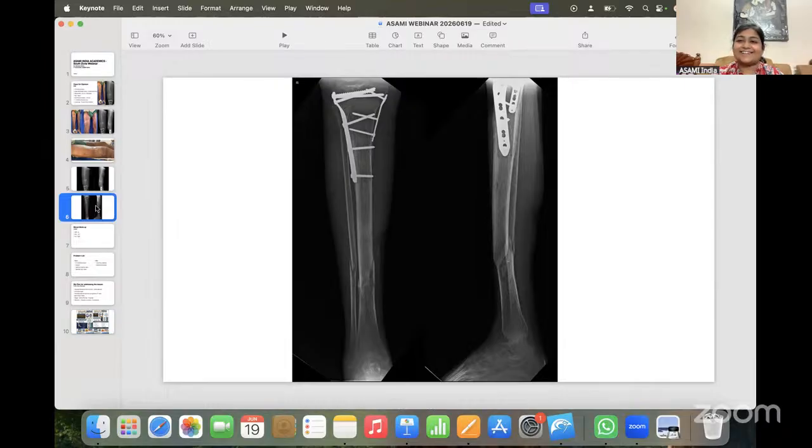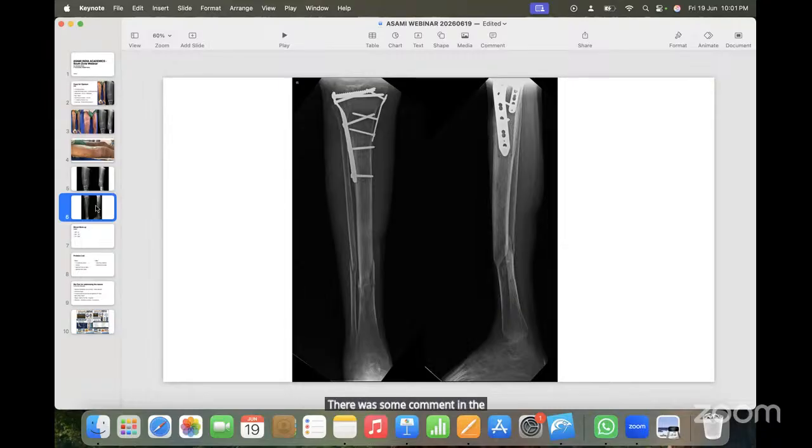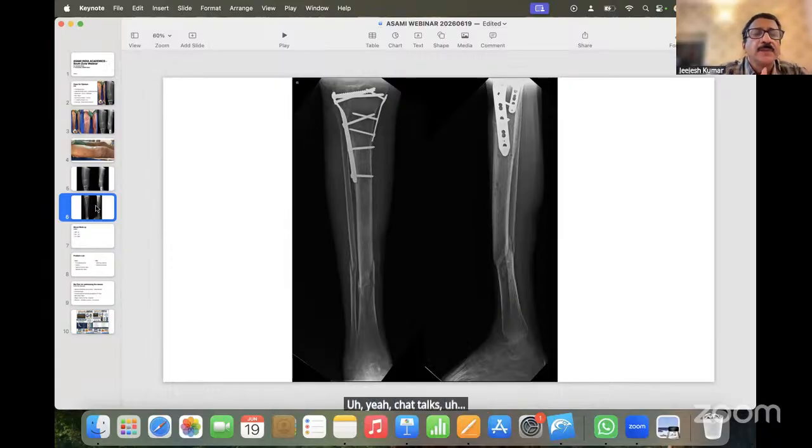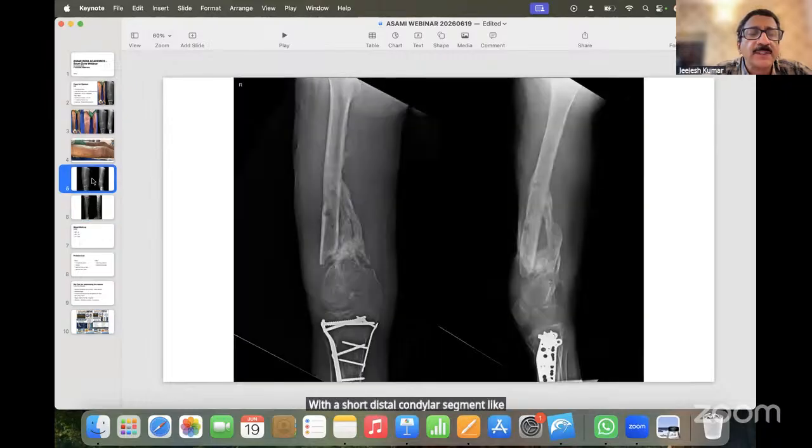Sure, sir. There was some comment in the chat box. I saw the comment. Yeah, chat talks from Dr. Udit Kumar. Many times in all compound distal femur fractures, we end up with a short distal condylar segment like this with posterior sag. Kindly suggest these tips to reduce such fragments after, say, 3 to 4 months.